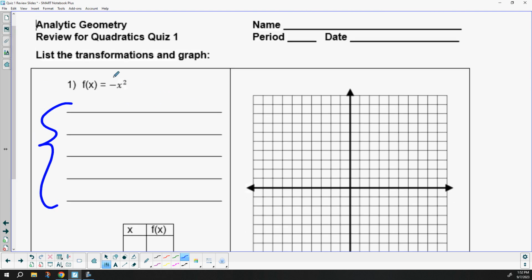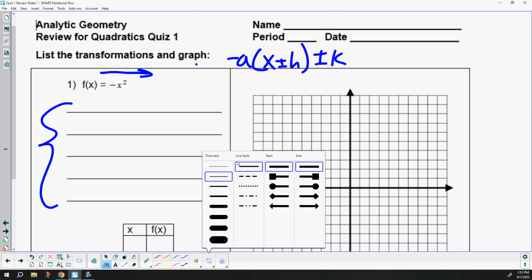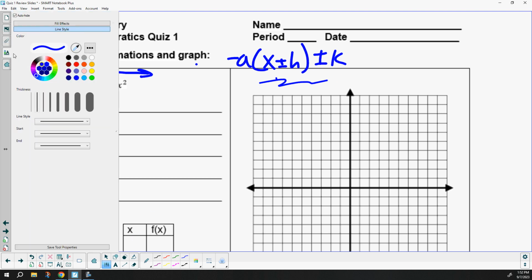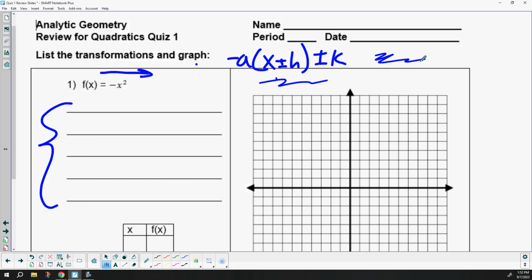First of all, you're going to read these left to right because each part has a job. Just like in our notes, remember this guy? I think my marker's a little too big. It's better. Let me save that. Okay, we'll try that again.